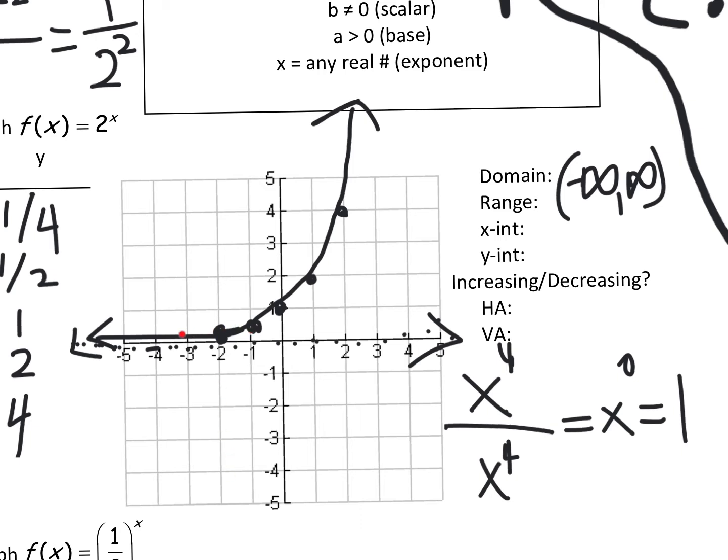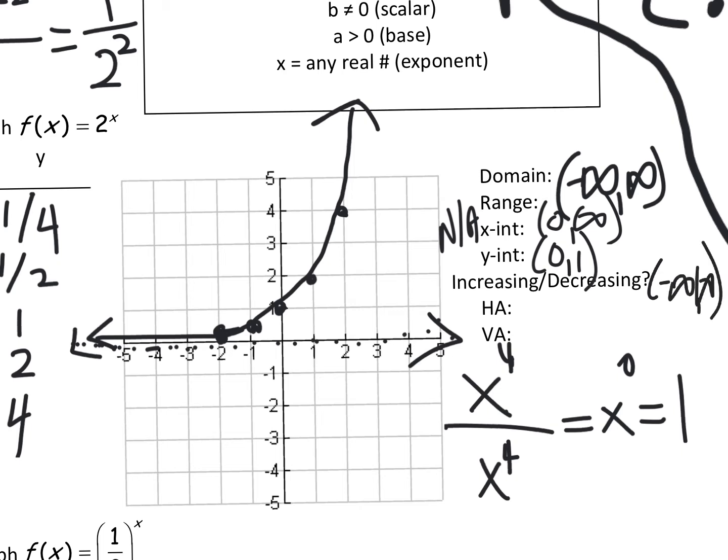Range, down to up. Least value right here is 0, going to infinity. So our range is 0 to positive infinity. X-intercepts is not applicable or none. There are no x-intercepts, never cross the x-axis. Y-intercept is 0, 1. Where is it increasing? If you remember when we're doing increasing, decreasing, we move from left to right. As we move left to right, the graph's getting bigger and bigger. So it's increasing the entire time from negative infinity to positive infinity. Horizontal asymptote is y equals 0, and then no vertical asymptote.